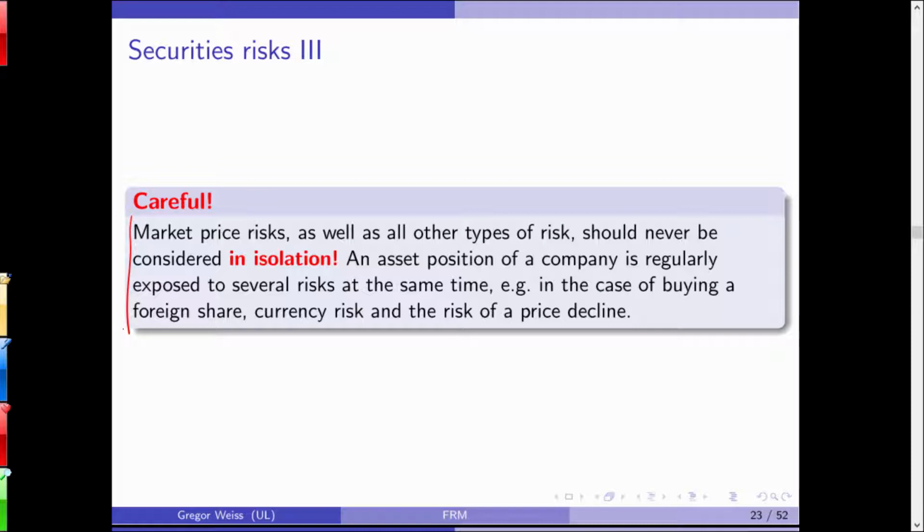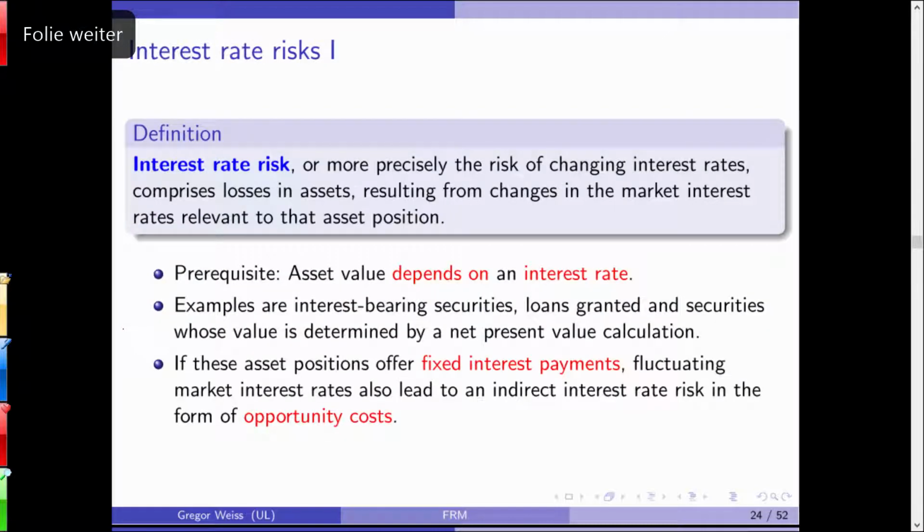If it's an OTC contract, you have counterparty risk, you have currency risk, you have credit risk. So all these risk types come into play together. Okay. Next, let's turn to interest rate risks.